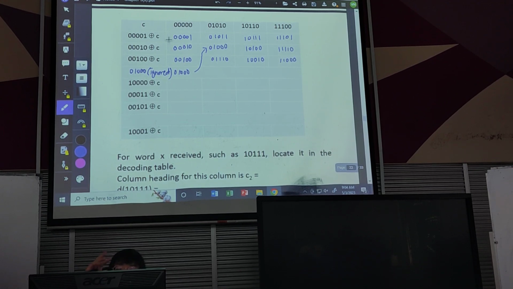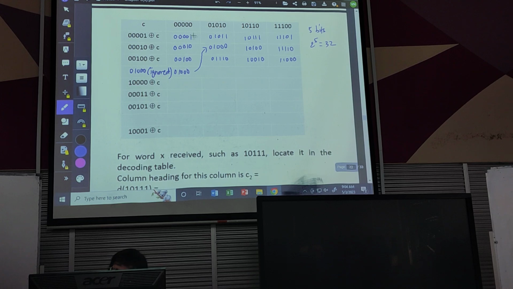Just now, when I asked you to construct the matrix with 3 bits, you said you have 8 rows, right? That means you have 8 different codes, correct or not? What happens if now I have 5 bits? How many rows should I have? How to determine? 2 power of 5, right? So if 2 power of 5, how many codes in total? 32. Meaning that you need to find all the different 32 codes in this table.